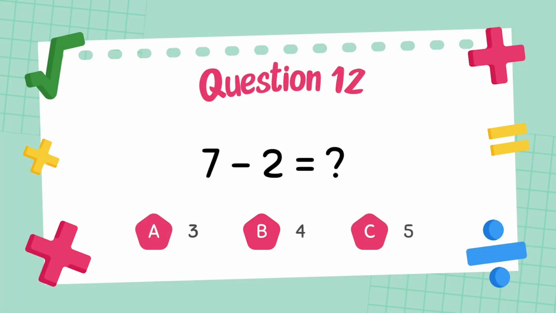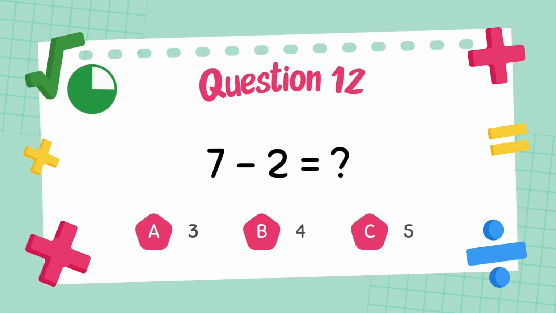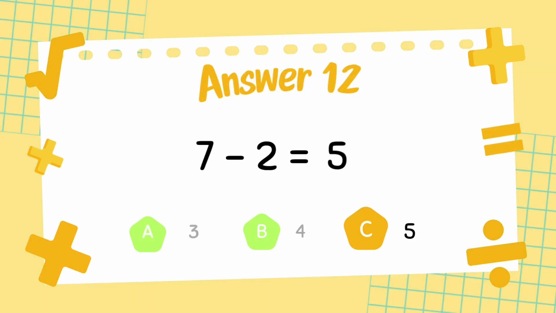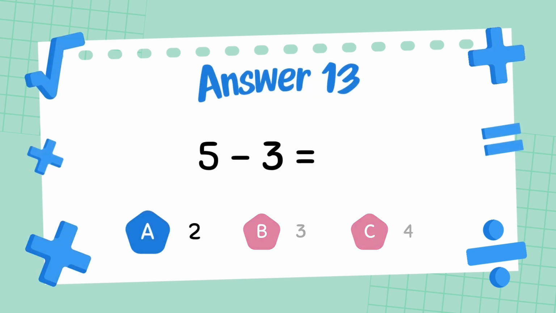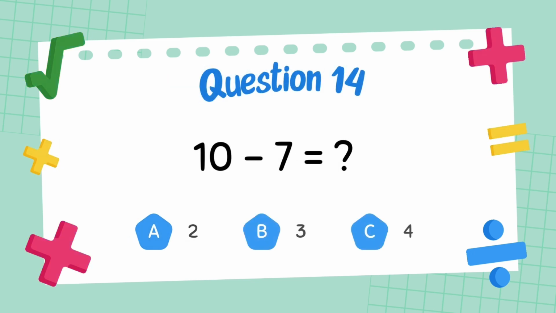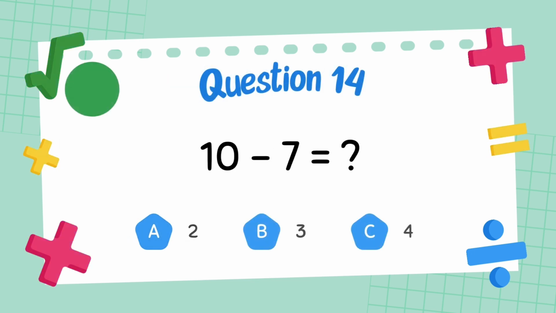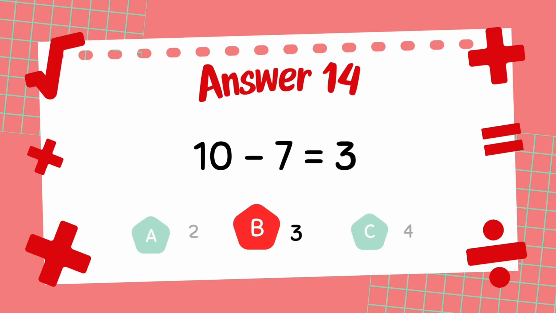What is 7 minus 2? The answer is 5. What is 5 minus 3? The answer is 2. What is 10 minus 7? The answer is 3.